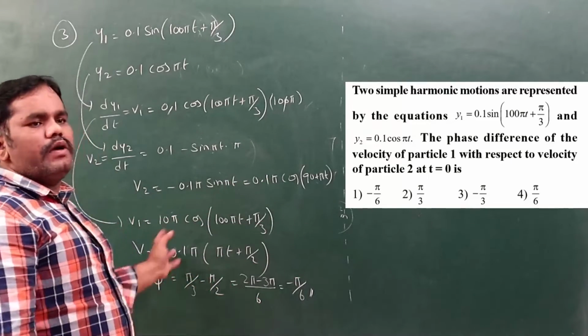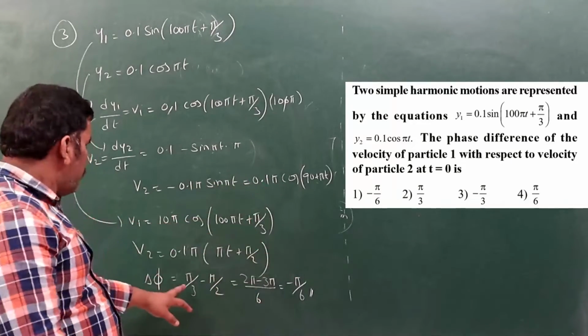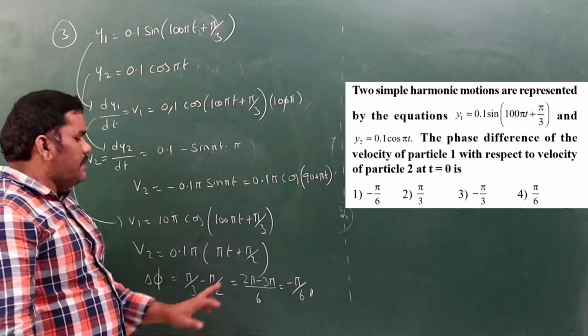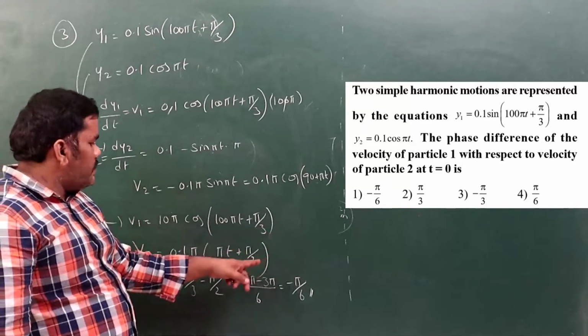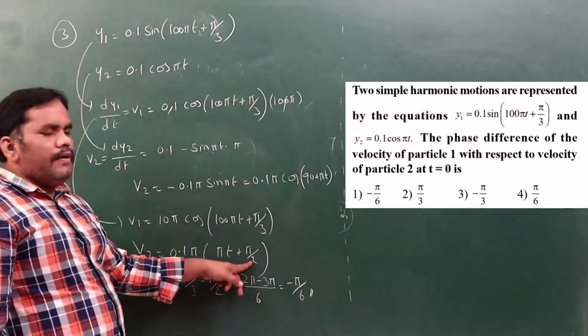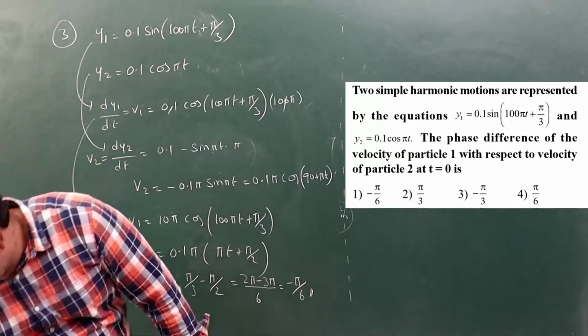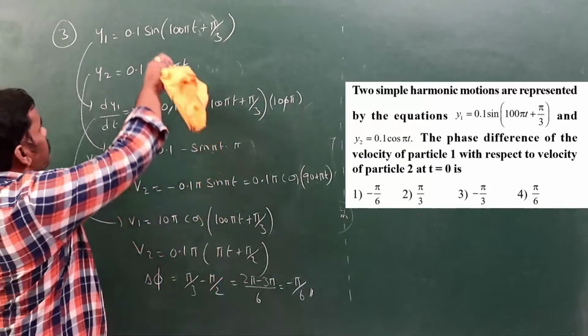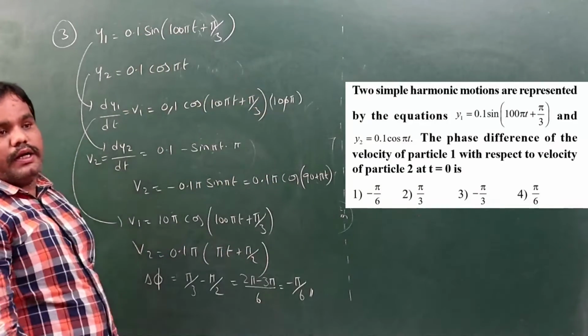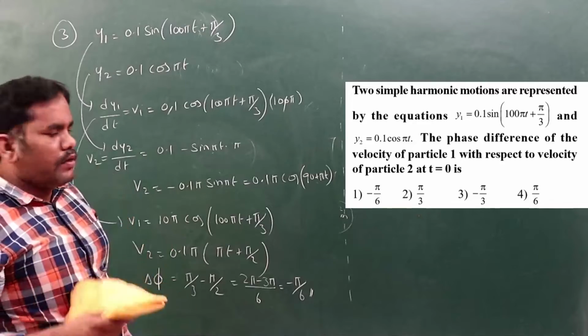Suppose 2 with respect to 1, it means phi 2 minus phi 1, whereas here it is phi 1 minus phi 2. So here the phase is pi by 3, and here the phase is pi by 2. Okay? Very important: when two equations are given, both are taken into one function, either sine or cos.